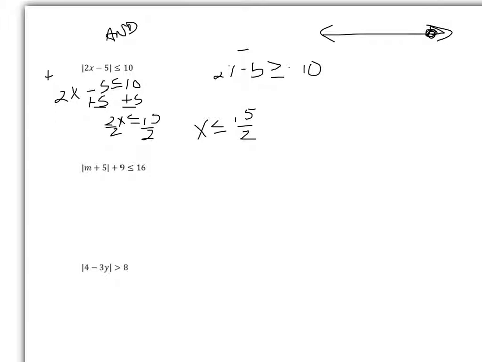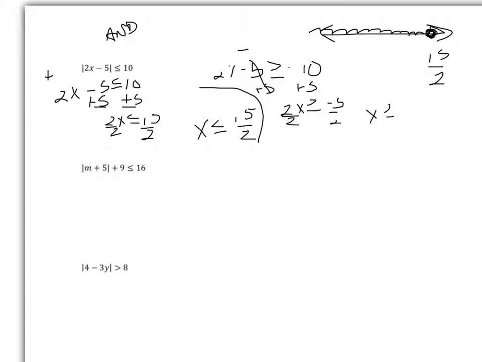Okay, so I'll put a little mark at 15 halves. x is less than that, so we're going to shade that way. Now we're going to solve this. So add 5 to both sides of this. We get cancellation here, so we get 2x is greater than or equal to negative 5. Divide by 2, and we get x is greater than or equal to negative 5 halves. So that right there, point of interest, negative 5 halves. Greater than that, so we're up here.